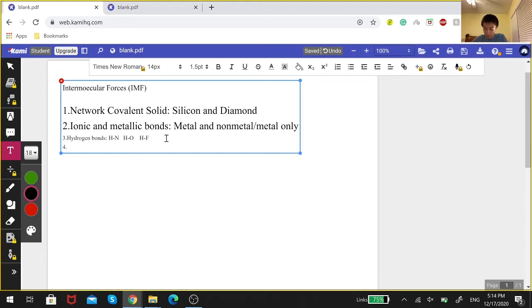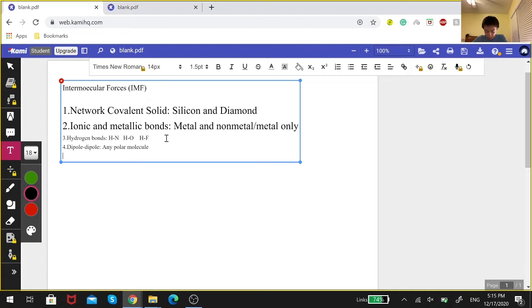Next we have dipole-dipole. That only happens in a polar molecule. So any polar molecule will have dipole-dipole intermolecular forces. And finally we have London dispersion forces, also known as the LDF.